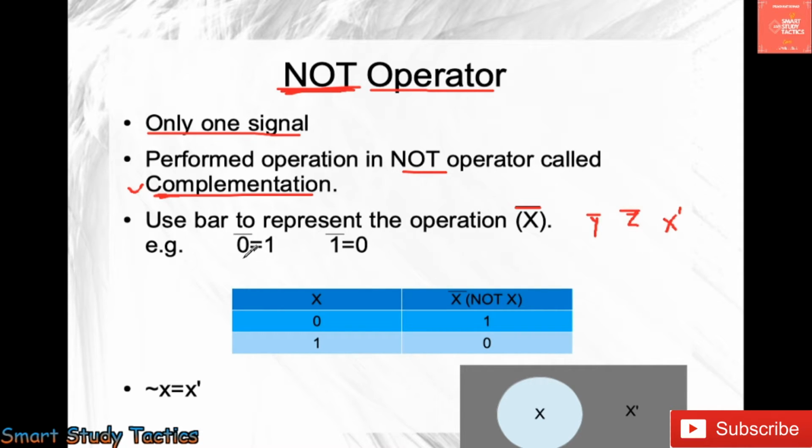For example, you can see this is 0. The complement of 0 is 1, and the complement of 1 is 0. Make sure you understand it is only one signal. If you give 0, you get 1. If you give 1, you get 0. Remember, 0 means low, you get high; if you give high, you get low. So these are the things that you can remember. I think you are all familiar with the working of a stabilizer.